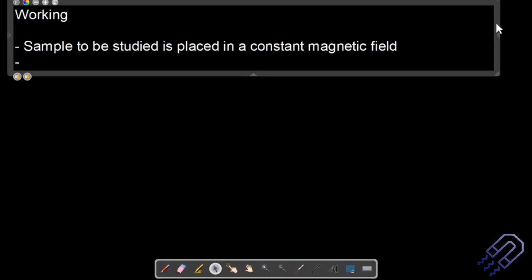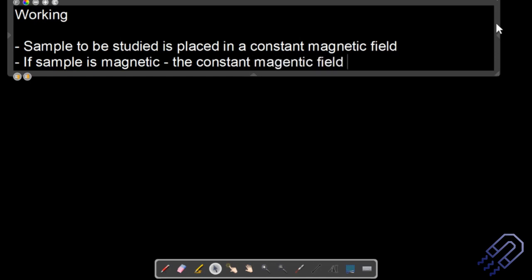That is helpful, because if you keep a magnetic field on for a very long time, it is neither good for the environment, and it consumes a lot of energy for the system. Now, if the sample is magnetic, and this is very important, that the sample should be magnetic, the constant magnetic field that we are applying will magnetize it, obviously.